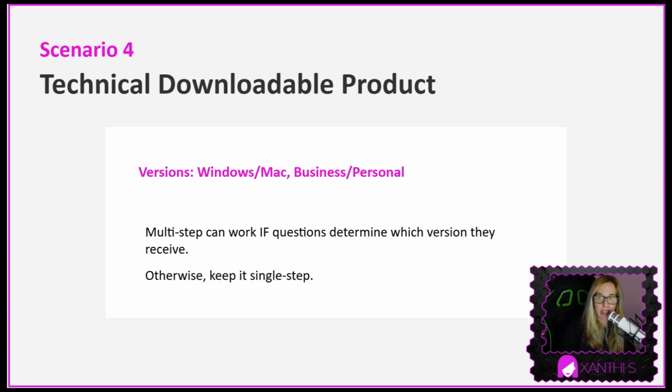But only if the answer determines what they download. If you can send them to a page where they choose the version themselves, then just use a single step. But if asking upfront saves them a step later, then a quick 2-step form makes total sense.